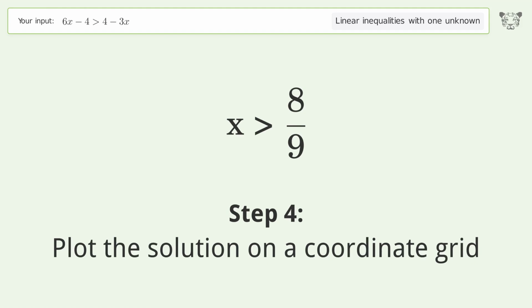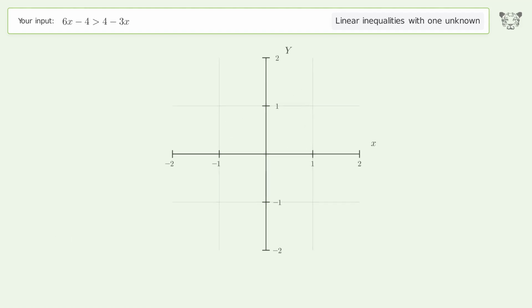Plot the solution on a coordinate grid. And so the final result is x greater than 8/9.